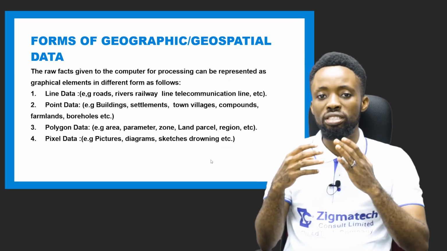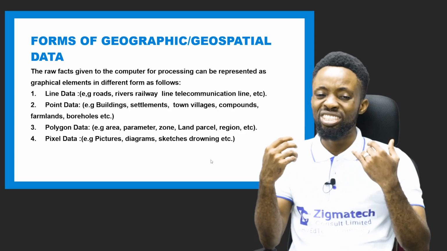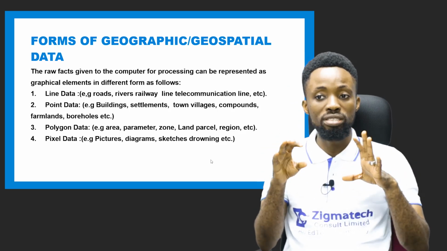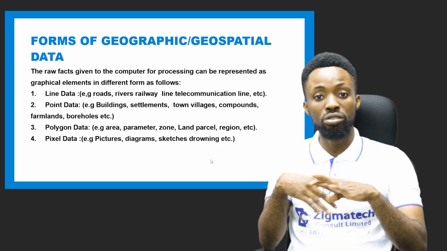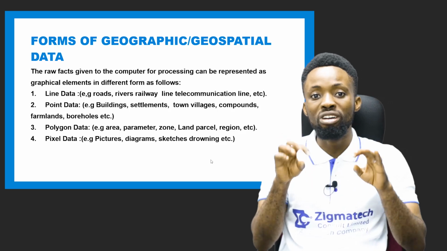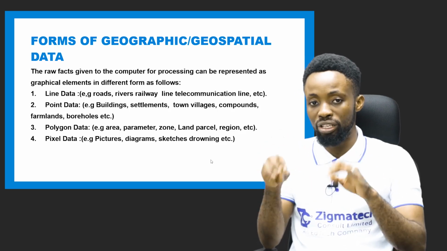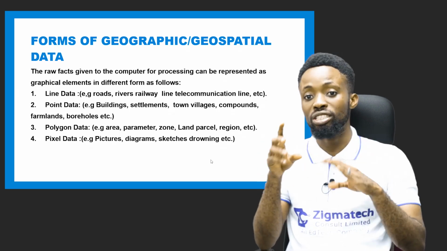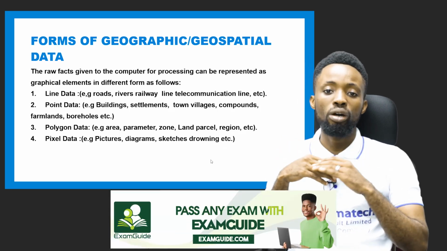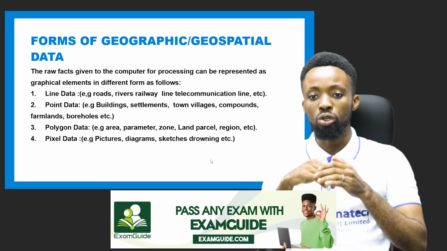Then we have point data. Objects that are represented with points on the Earth's surface, things like buildings, settlements, towns, villages, compounds, farmlands, and the rest. We actually use points to represent this piece of data. So we call that point data, and it's also a form of geographic data.